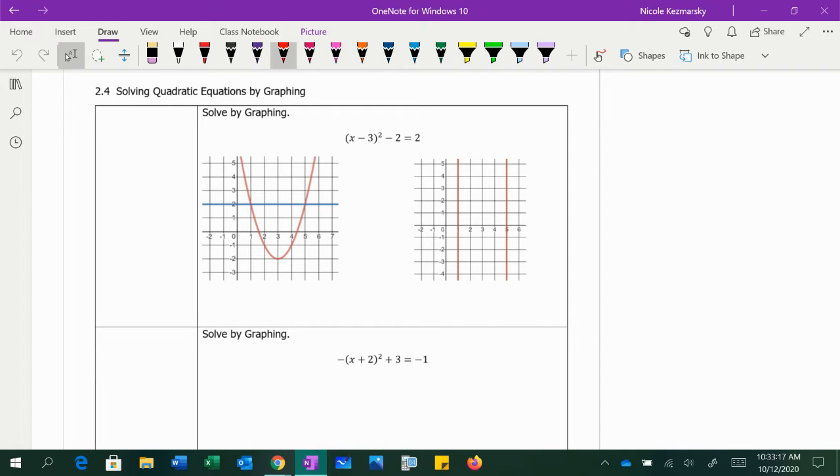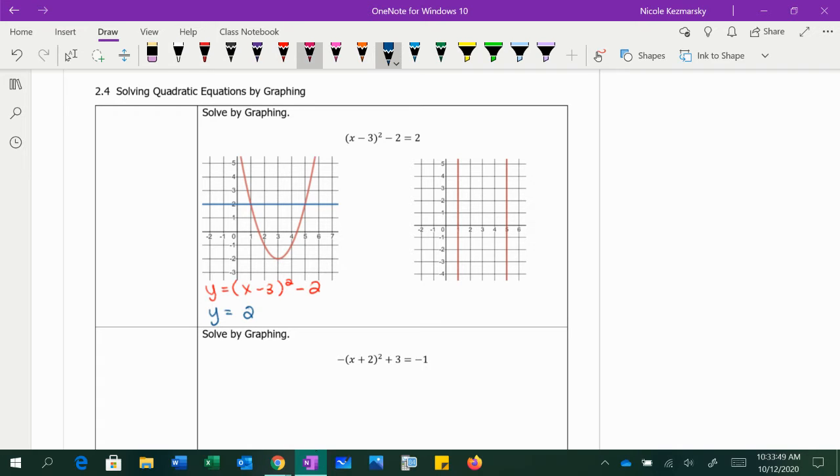The first thing we can do is take the left-hand side of this equation, so y equals (x minus 3) squared minus 2, and graph it. I wrote that in red because that represents the red curve on our graph. Then we can graph the other side of the equation, so y equals 2. I wrote that in blue because that represents the horizontal line that we see in our graph.